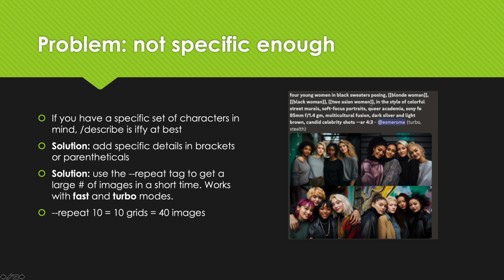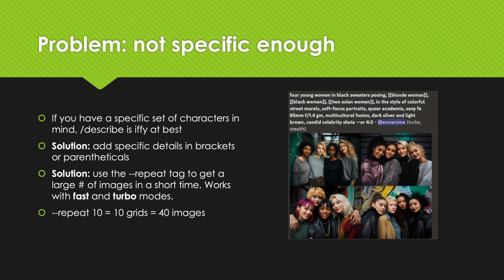But let's say you want a picture of a blonde woman, a black woman, and 2 Asian women. You can add those details and add some parentheticals. I don't think it quite got it in any of these. I think this one looks like it pretty much got it. Here's a blonde woman, here's 2 Asian women, one of which is blonde, and here's a black woman. But you are now closer to getting the image that you wanted.